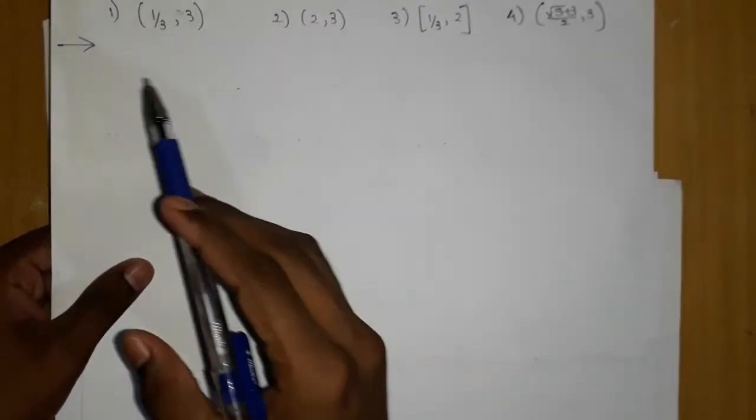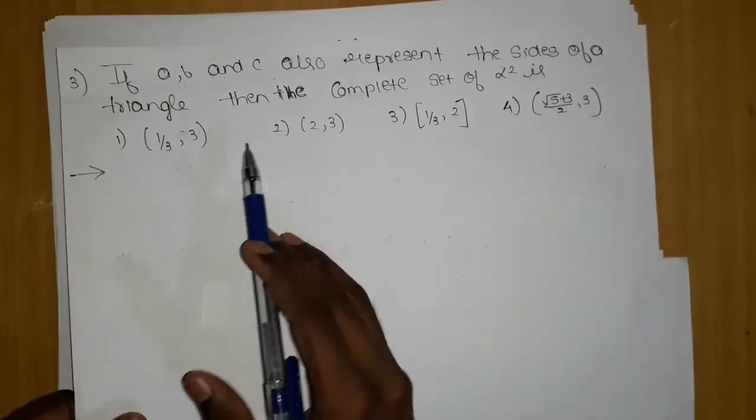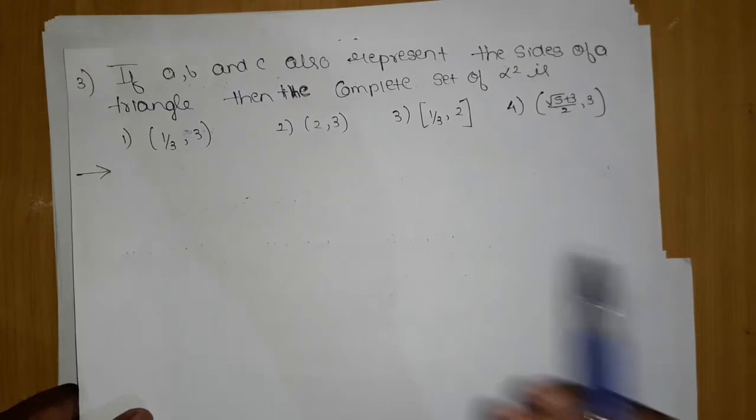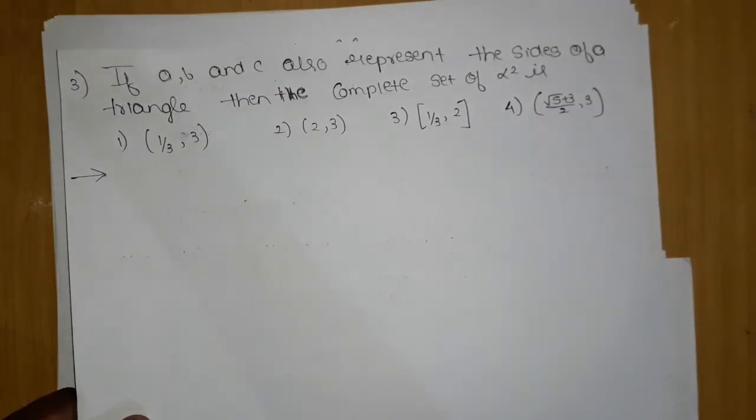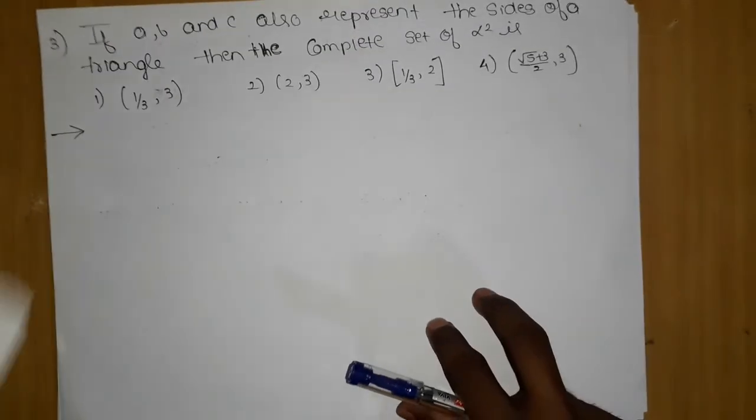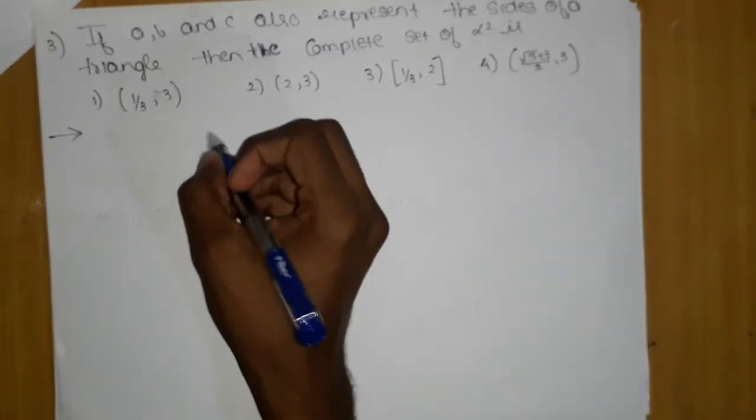The third question says: if a, b and c also represent the sides of a triangle, then the complete set of alpha square is, so they are asking the complete set of alpha square. Now the sides are what?